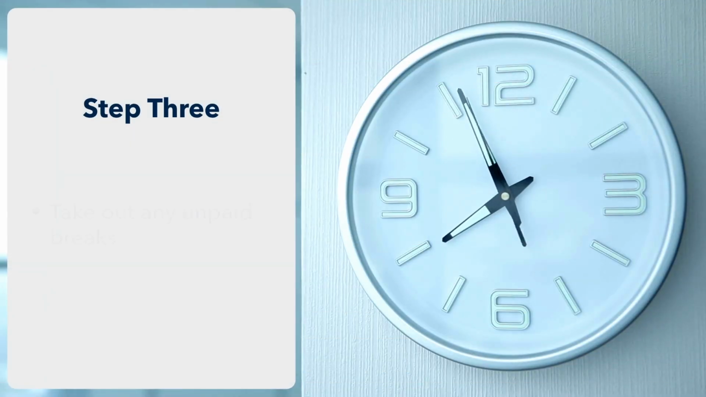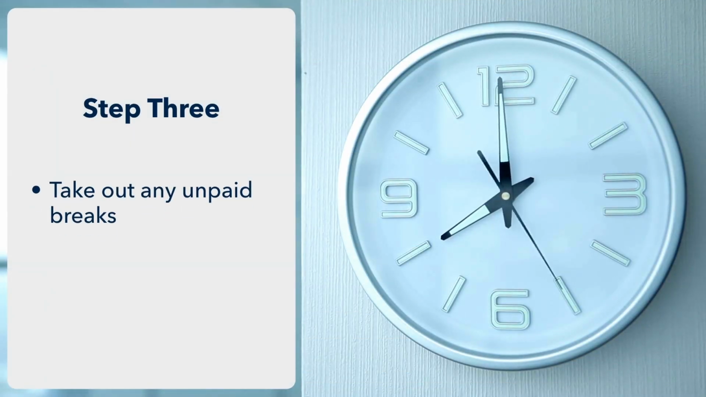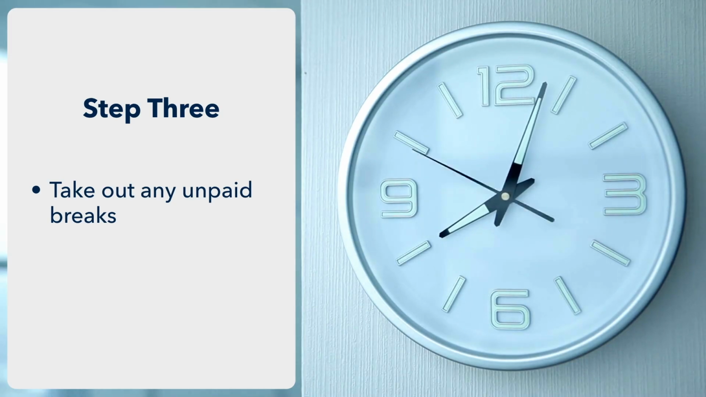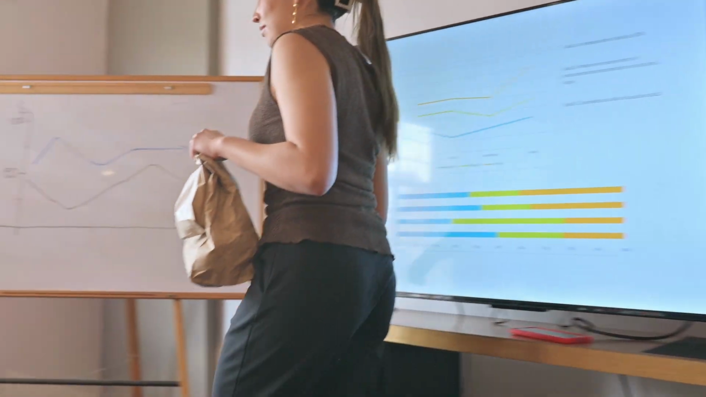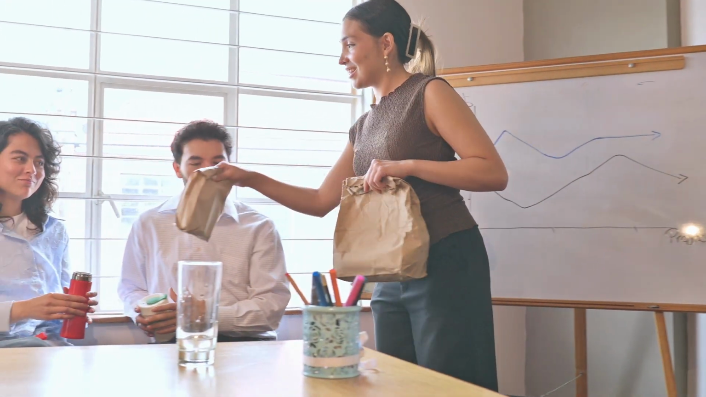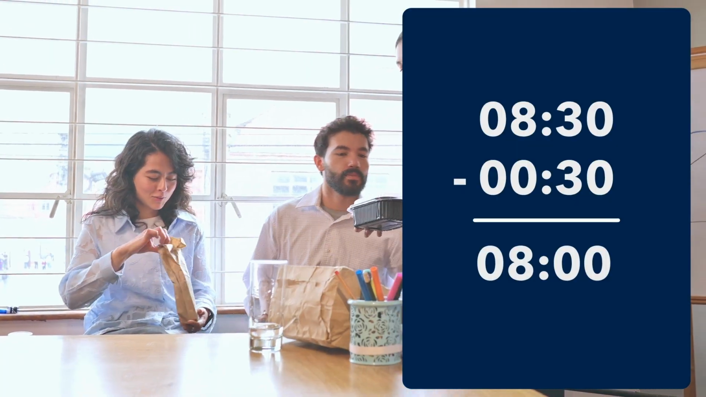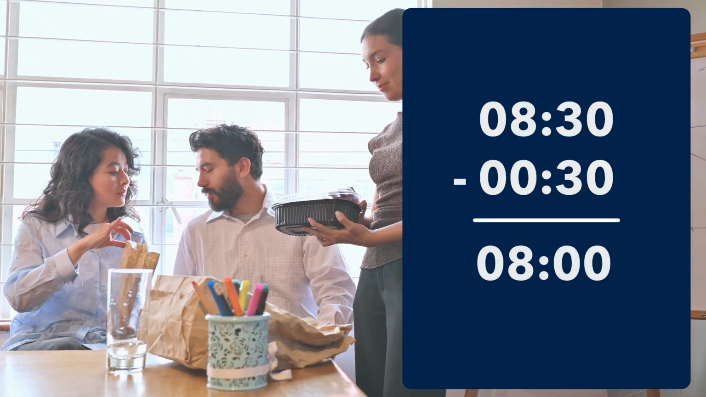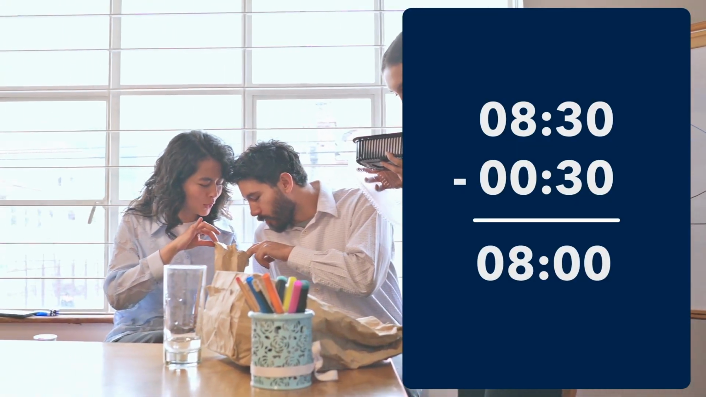Step 3. Take out any unpaid break time so you don't pay for hours nobody worked. Most unpaid meal breaks run at least 30 minutes. So take that 8.5-hour shift, subtract a half-hour lunch, and you're left with 8 hours actually worked. This one step is the difference between an accurate paycheck and quietly overpaying on every single shift.